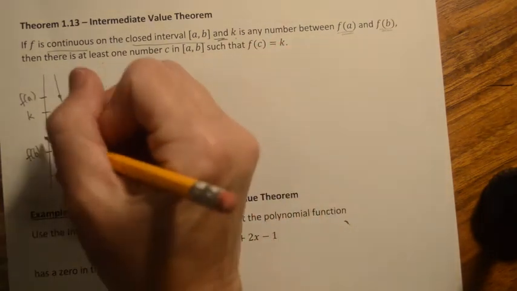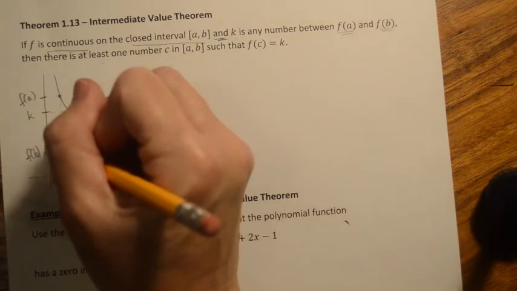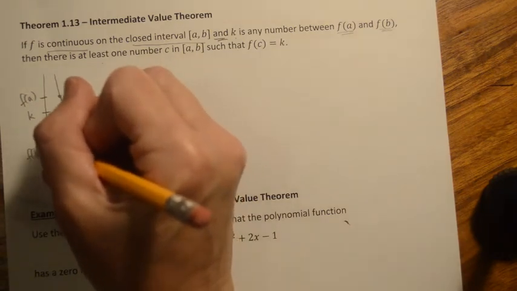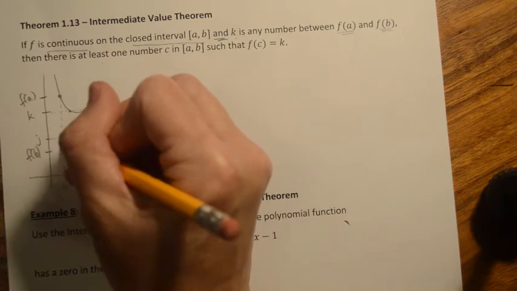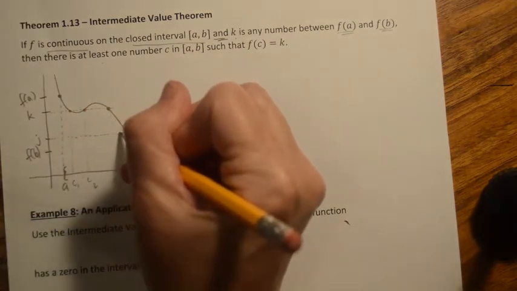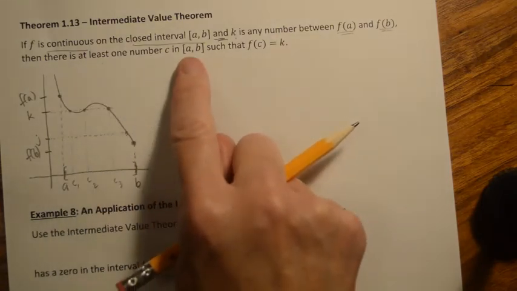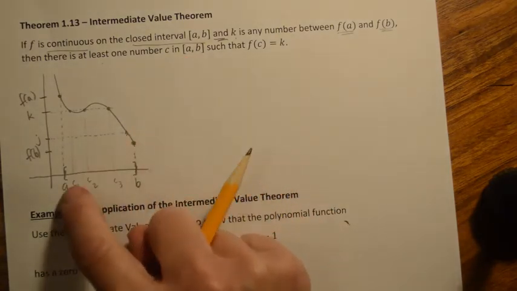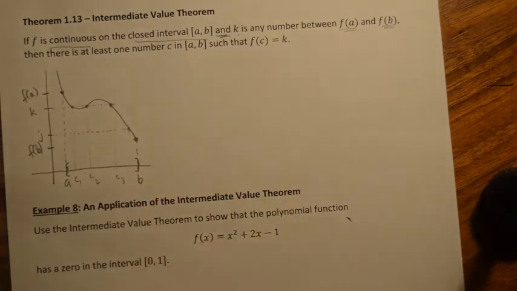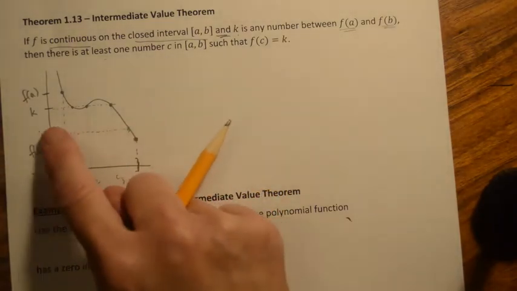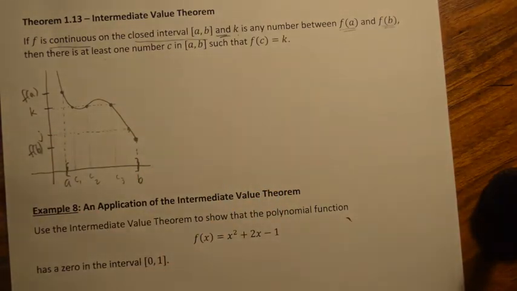Now, it's not always going to be 3. It's not always going to be more than 1. Suppose I picked k down here. Let me call it j, just so we get a different number. If I go over here, then I only find 1 value. But it guarantees that there is at least one number in this closed interval a to b that will give us that value.